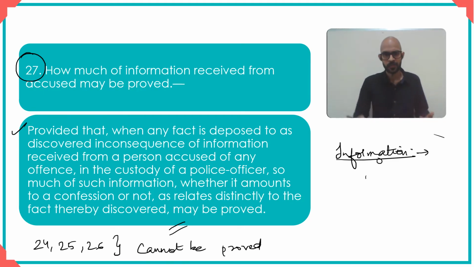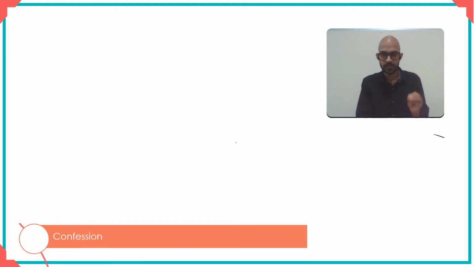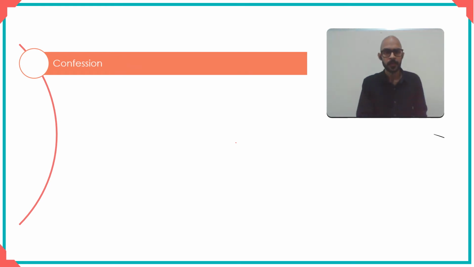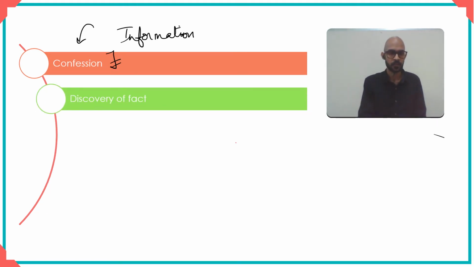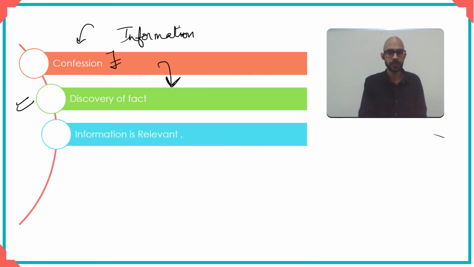Let us now try to see section 27 in a little more detail by breaking it down. To look at the words given in the section in a diagram, we start off with information. In the section you've seen the words information and fact. The information can either be a confession or it may not be a confession. For the time being, I am just using it as a confession for ease of understanding. Then there is a discovery of a fact in consequence of this confession. Then this information or confession is relevant.